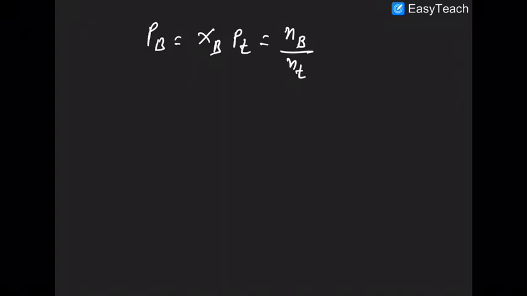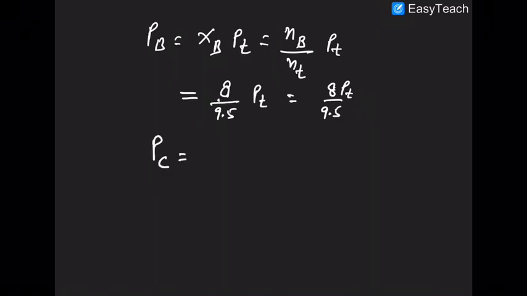What is the partial pressure of B? It is the mole fraction of B into P total. What is the mole fraction of B? Number of moles of B by N total into P total. So what is N_B? It is 8 divided by 9.5 into P. So it is 8 by 9.5 P total.